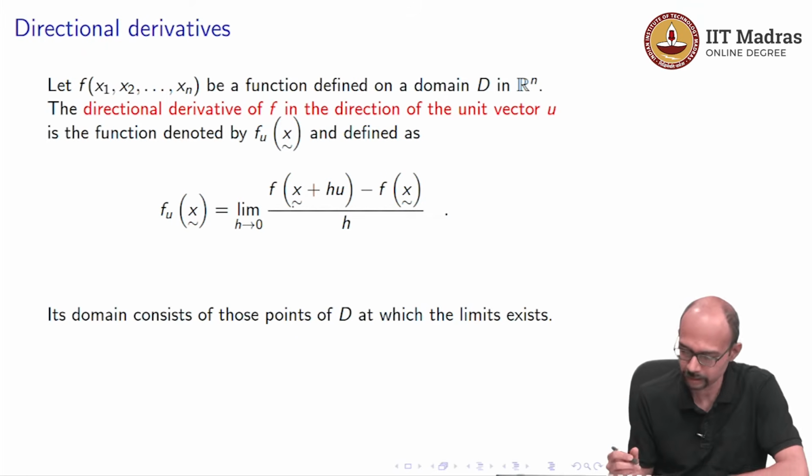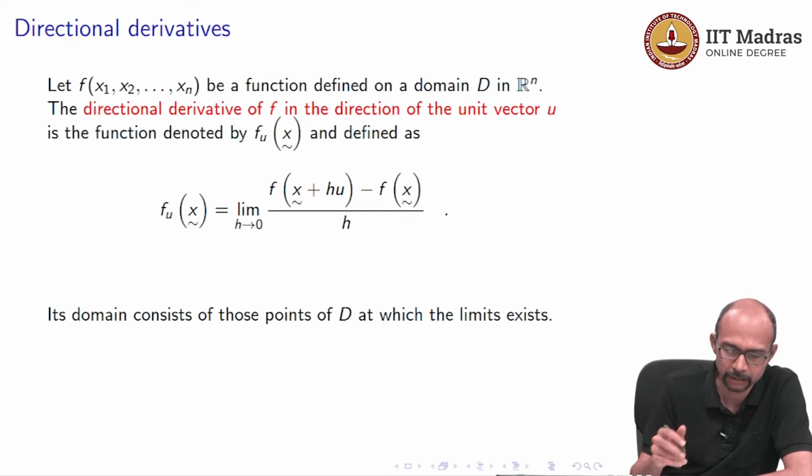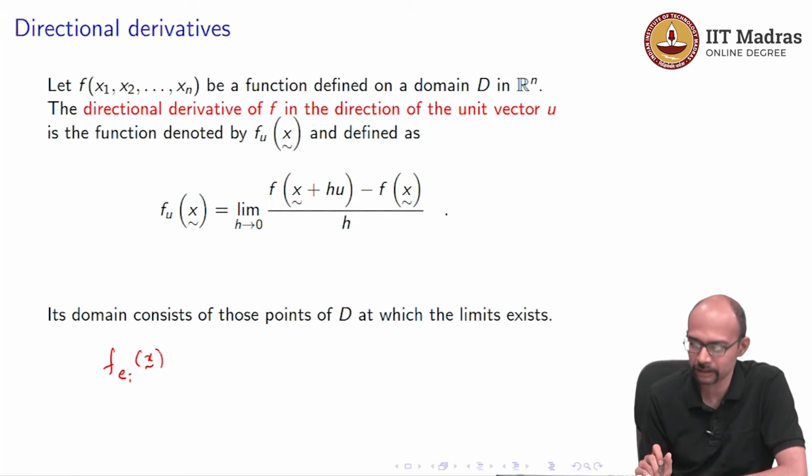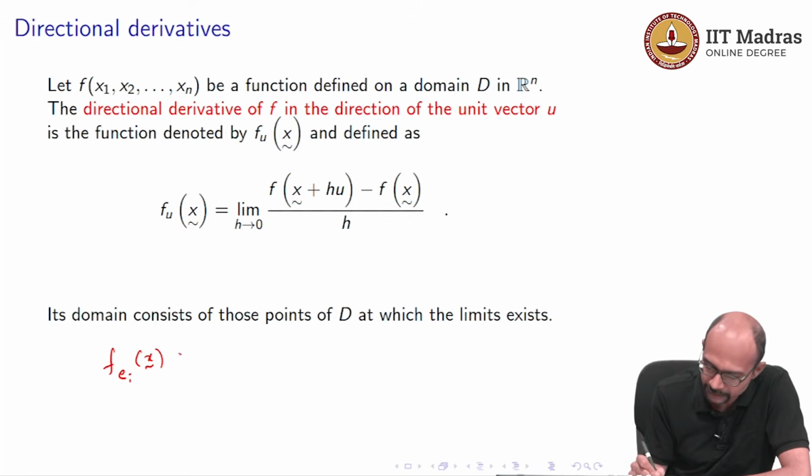I just want to make a small remark here, but an important one. If you take the unit vector e_i, you can define the directional derivative in the direction of the unit vector e_i, and that is exactly our partial derivative. So, this is a general version of the partial derivative.